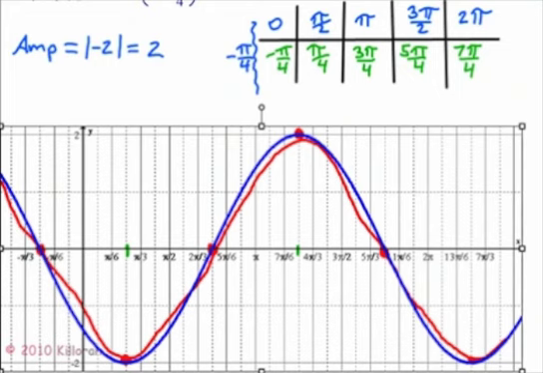And here's the graph with the computer generated overlay. It looks a lot nicer than mine. And this would be the graph of negative 2 sine of x plus pi over 4. It's been shifted to the left pi over 4, and it's been flipped upside down.